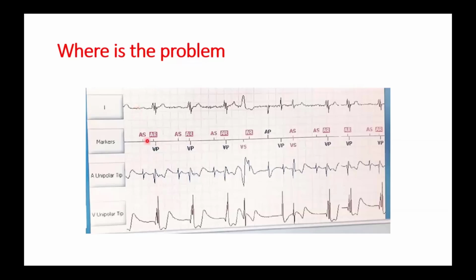Next beat is the same. Third beat is the same. Then we got a PVC. This PVC actually has a retrograde P wave. And this retrograde P wave is again in the refractory period, the post-ventricular atrial refractory period. So this is perfect. Then comes atrial pacing, because this atrial refractory will not set the lower rate. The lower rate is not set here.